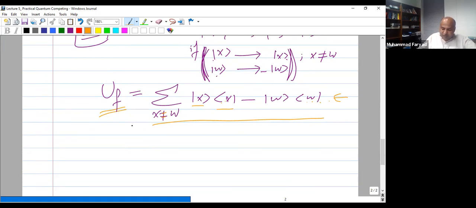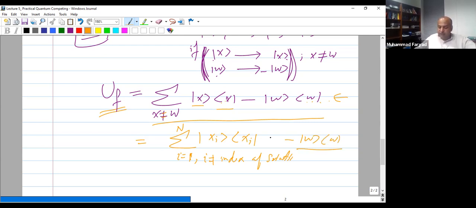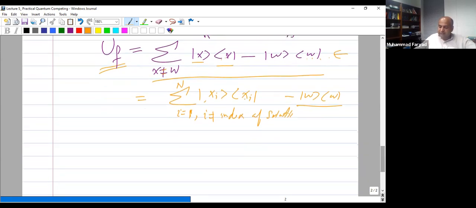Let me just write it a bit more explicitly. You should think of this like this, that some index I goes from, let's say, 1 to n, other than that this index is not equal to the index of the solution. So you just exclude that solution state, and that solution state is over here. So any X that comes from the right side will be transformed to X, and any X that is a solution will be transformed to minus X.